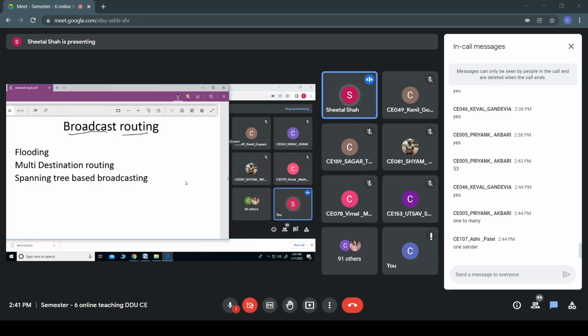So usually it is used in news applications. Some news channel would be sending periodic news that is broadcasted to the hosts, or it can be used by, say, weather forecasting, etc. All such things use this broadcast routing. So there are a number of ways to route for this broadcast routing.